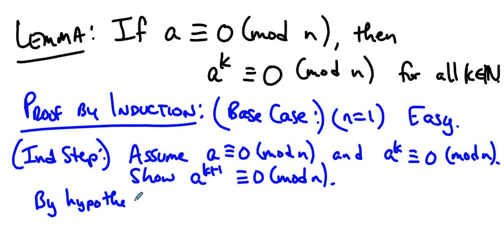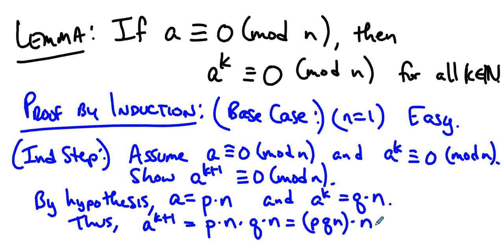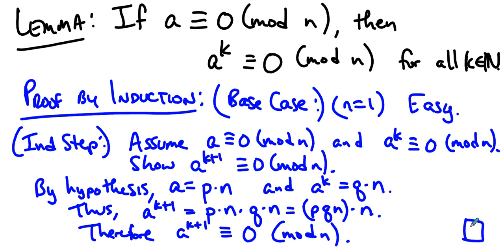By hypothesis, a is equivalent to 0 mod n, so a is some multiple of p times n, and a to the k is equivalent to 0 mod n, which means a to the k is some multiple of n, q times n. p and q are integers, therefore a to the k plus 1, which is a times a to the k, is some integer times n. And because a to the k plus 1 is some integer times n, we conclude that a to the k plus 1 is, that is just hideously poorly written. So sorry, folks at home. a to the k plus 1 is equivalent to 0 mod n as needed.